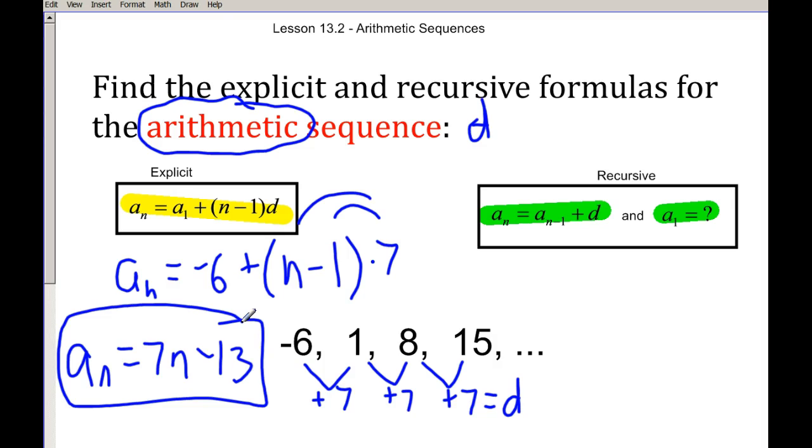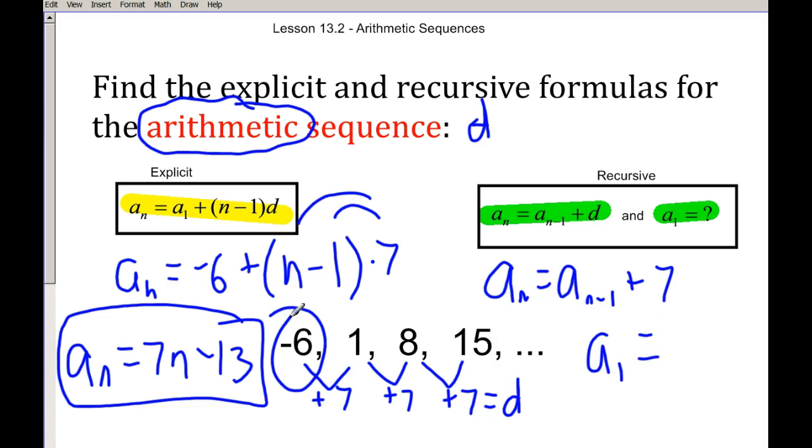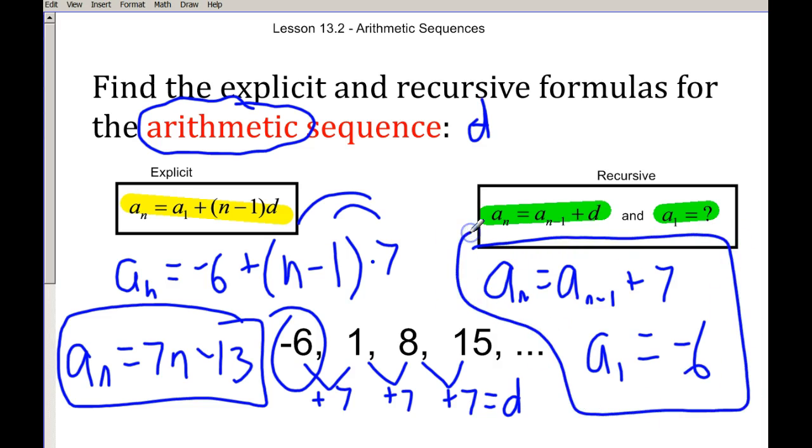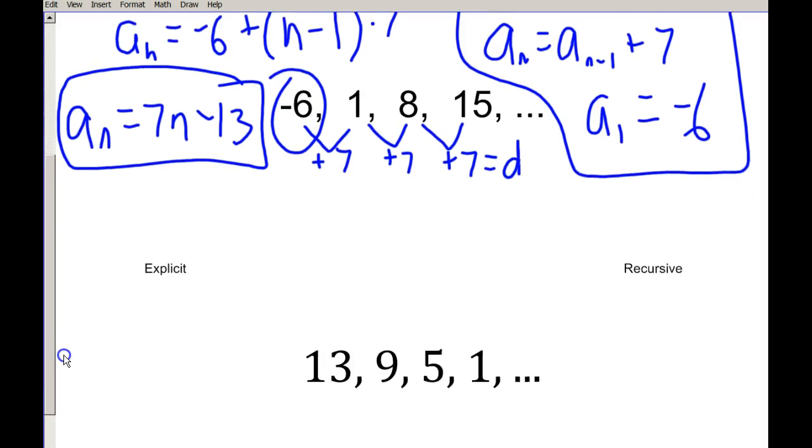Recursive is possibly even easier. It's just a matter of plugging in here. a sub n minus 1 is always going to be part of the recursive formula, in this case plus 7. And then one more part: I need to define what a sub 1 is. In this case, the first term is negative 6. So both of these define the recursive sequence. The a sub n defines the nth term, and the first term must be defined if you're doing a recursive sequence.